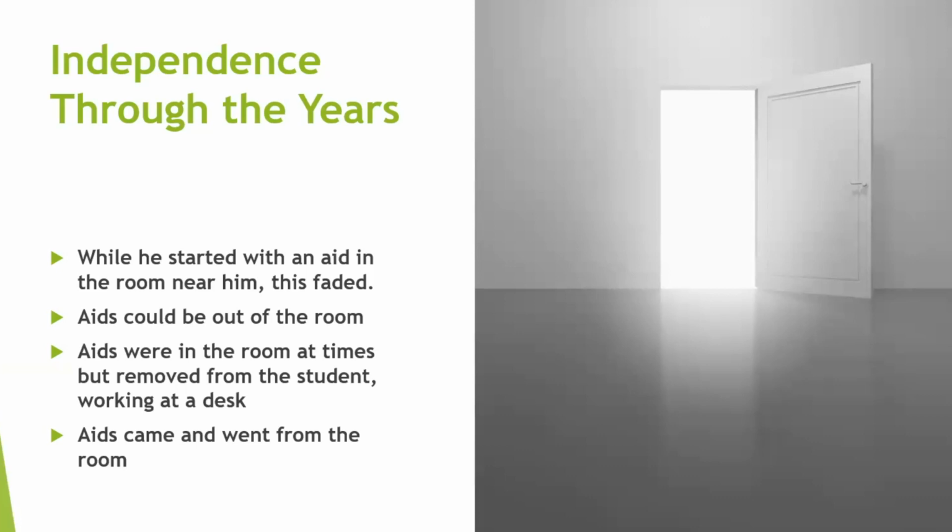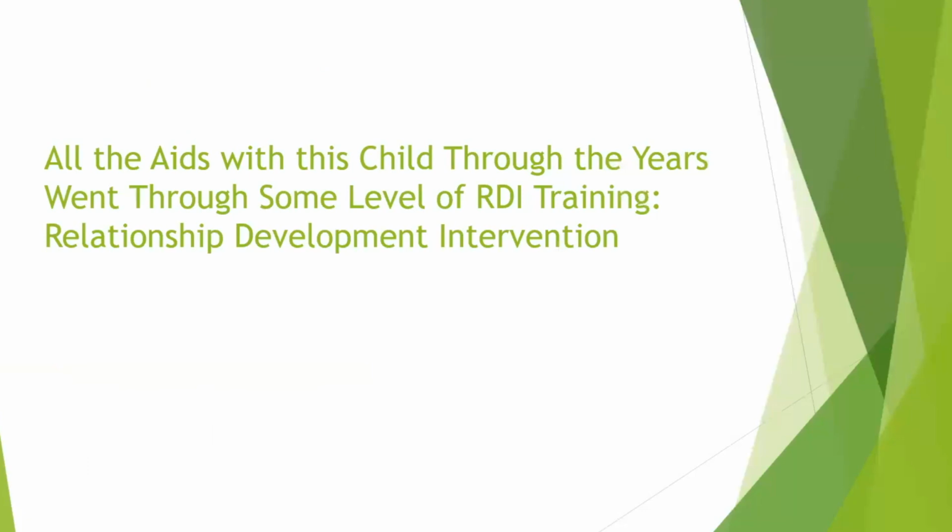Through video review and reports, we were able to make good decisions for him on when aides needed to be in the room, when they needed to be right next to him, and when they needed to be out of the room. So this was his entire time he spent in school. We had these systems in place. Now, all the aides with this child, and there were different aides, went through some level of relationship development intervention training to understand our principles, to understand the work the parents had done with this child and those principles, and how those principles applied to the classroom and the classroom environment.